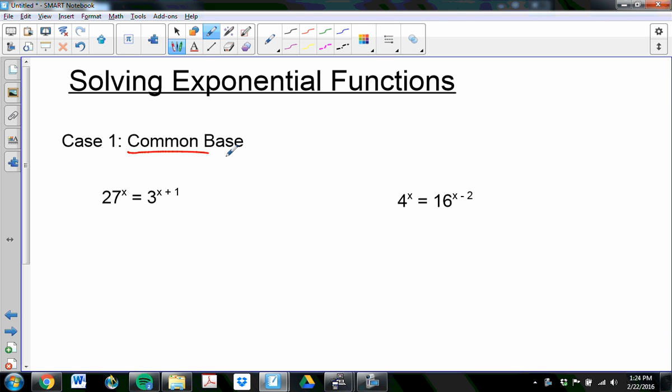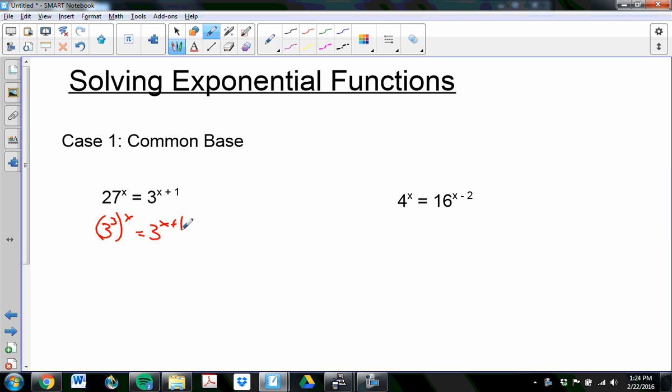The first way is called common base. Now this is the one that's kind of a special case. It only works in a few cases. But if the numbers that are being brought to the powers can be expressed as a power of the same number, in this case 27 is really 3 to the third.